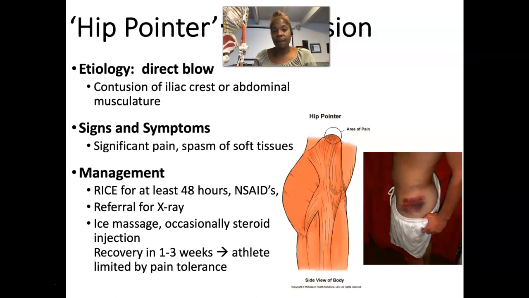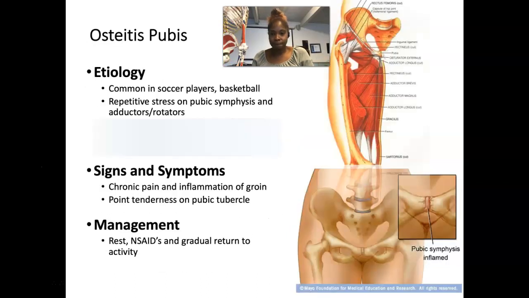And by recovery, what I mean is they will have less symptoms, right? Doesn't mean we have to keep them out for 1 to 3 weeks, but they might be limited to pain. They might not be able to function as well for about 1 to 3 weeks, okay?